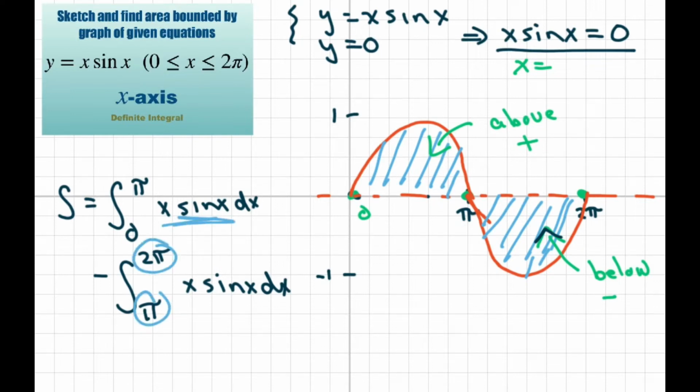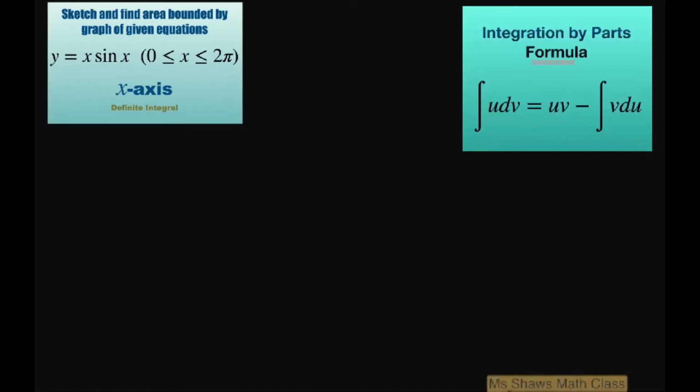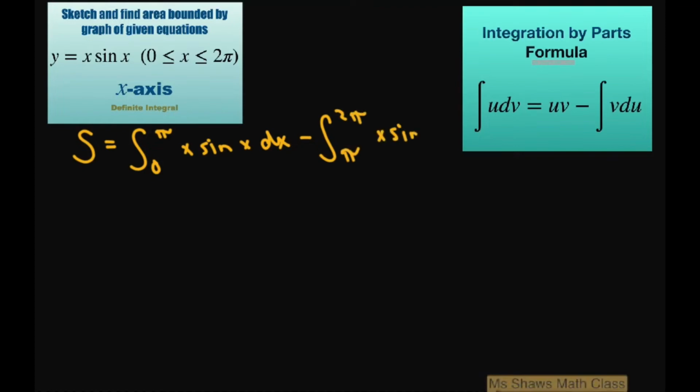So we need to integrate x sine of x. So let's do that. We're going to use integration by parts, and I'm going to go ahead and write this as our area is going to equal the integral from 0 to pi of x sine of x dx minus the integral from pi to 2 pi of x sine of x dx. So when you use integration by parts, we're going to let u equal x. So du equals dx. And we're going to let dv equal sine of x dx. So our v is going to equal negative cosine of x.